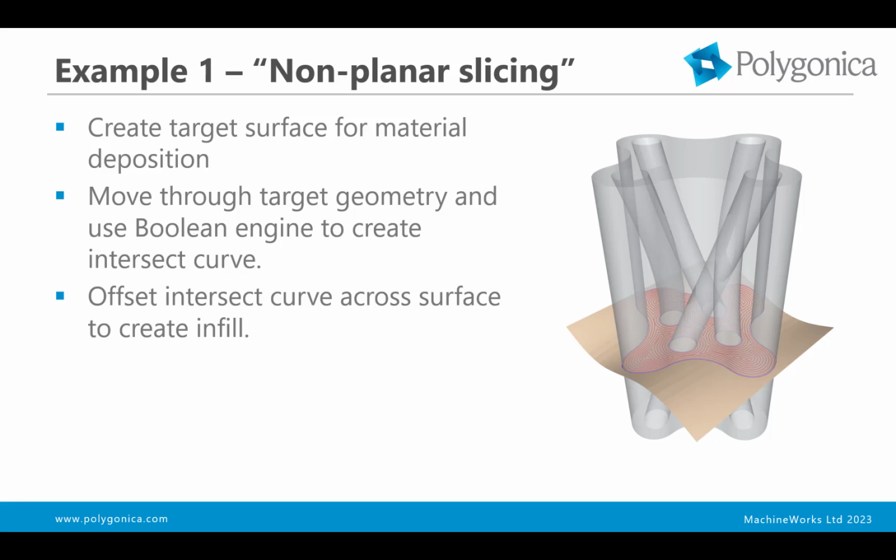You have the part in grey that we're trying to print. You've got the intersection surface in brown. You can see the intersection curve in blue, and then in red are the offset curves that lie on that surface.